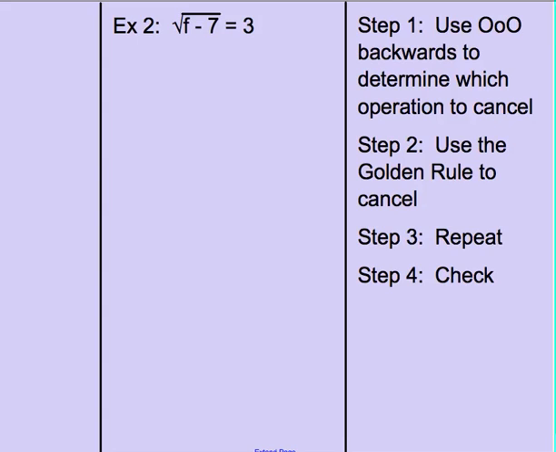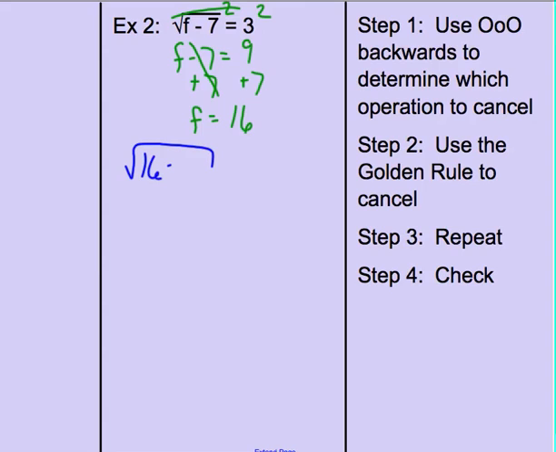This time, we have an expression grouped together under the square root. So if I knew what f was, I would first subtract 7, and then take the square root. So this time I'm going to cancel the square root first by squaring, leaving me with f minus 7. 3 squared, or 3 times 3 is 9. Canceling my subtraction by adding 7, I get f equals 16. So when I check my answer by substituting that back into the original equation, 16 minus 7 is 9, and the square root of 9 is 3.